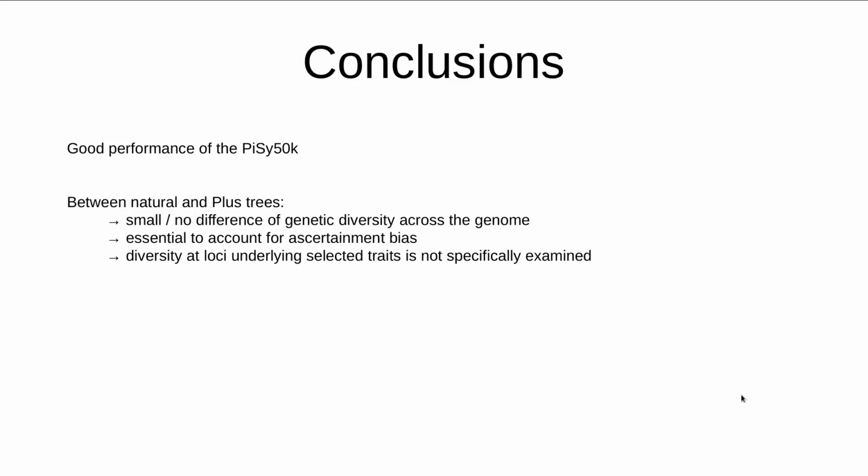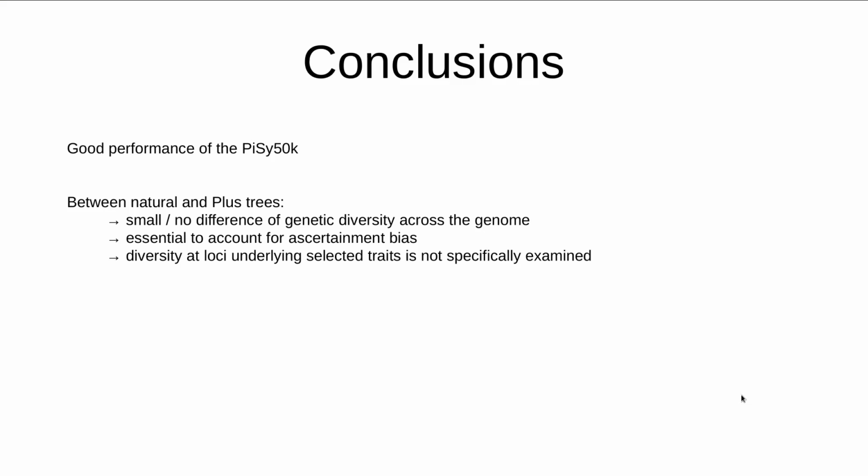And so to conclude, this study illustrates the good performance of the BC50K to measure population structure and to gather genetic information in Scots pine. In our comparison of genetic diversity in natural and +3s, we observed that there is a small difference of genetic diversity across the genome, but it's essential to account for ascertainment bias, as the difference we observe, even though small, could actually be entirely explained by this effect.